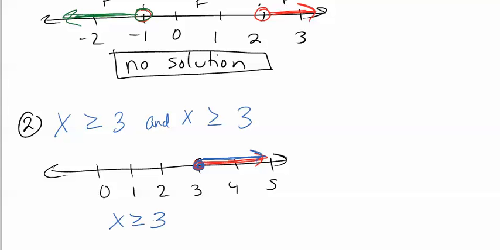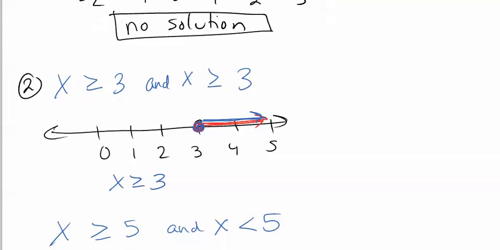I only need to write that once because both of these inequalities are satisfied when x is greater than or equal to 3. So 3 is included in my solution. From here on, my inequality is true, but anywhere else, it's false, okay? So my inequality is true for x greater than or equal to 3.